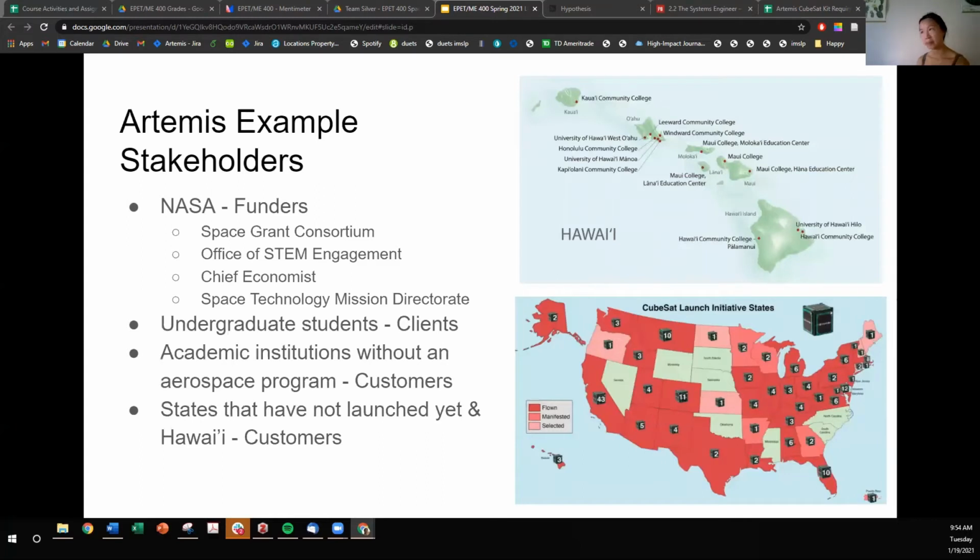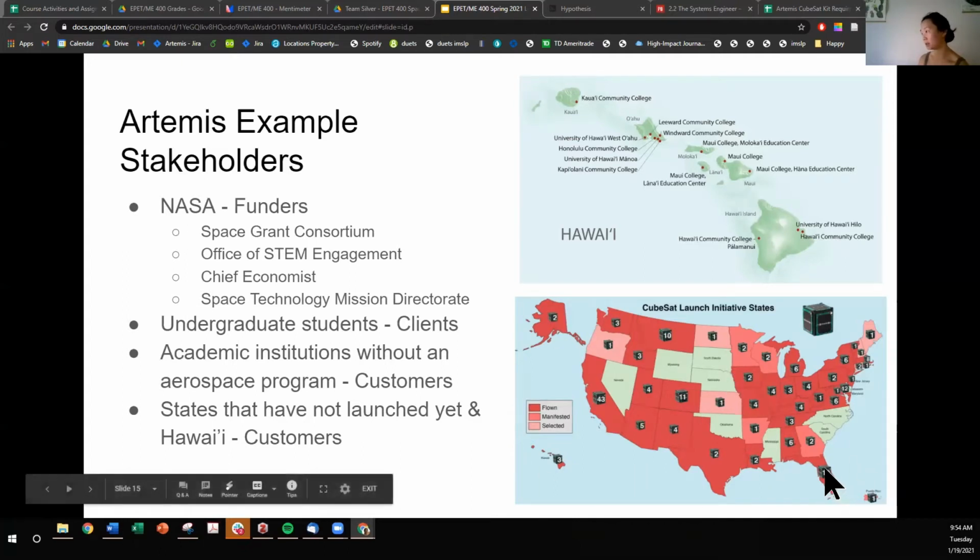I'll talk a little bit about the Artemis CubeSat kit project as a motivating example. So the stakeholders for this project that I got funded, NASA was the funding agency with these other groups that were interested in funding. They give a little bit to the pot of money. The Space Grant Consortium and the Office of STEM Engagement focus on education, which is good because we talked about undergraduate education. The chief economist was interested in seeing all of these different states launch a CubeSat.